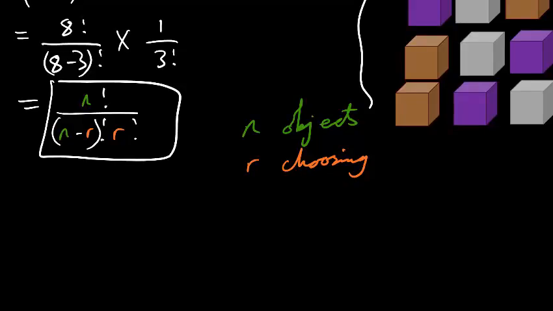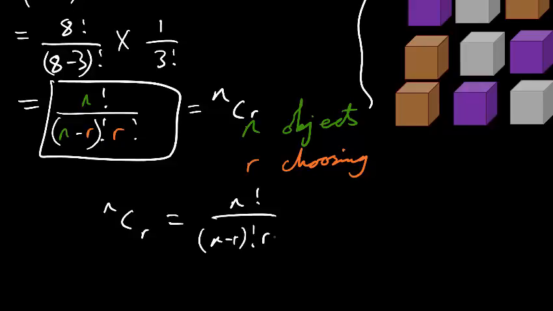This formula here is another name for it, nCr. So nCr is equal to n factorial over n minus r factorial, divided through by r factorial. Another shorthand way of writing nCr is just n, r in brackets, like that. So this is really important.